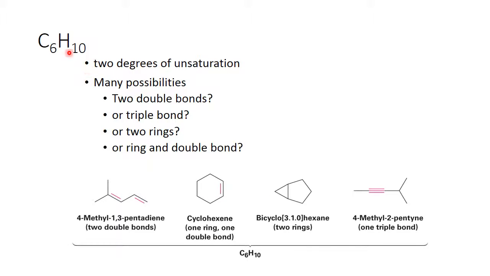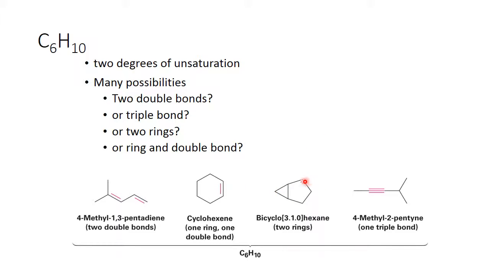So let's look at C6H10. There are 2 degrees of unsaturation here. What are the possibilities? We can have 2 double bonds. We could have a triple bond. Notice a triple bond has 2 pi bonds. Each pi bond requires 2 hydrogens to be lost. Or it could be 2 rings.